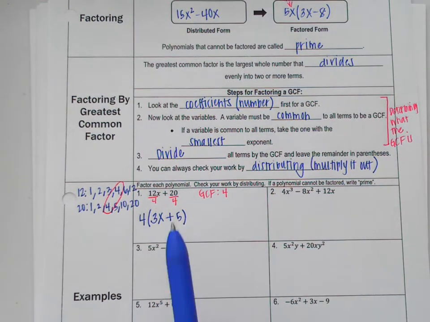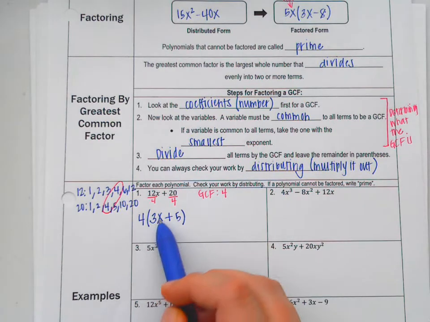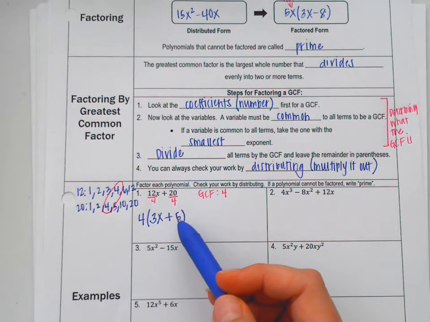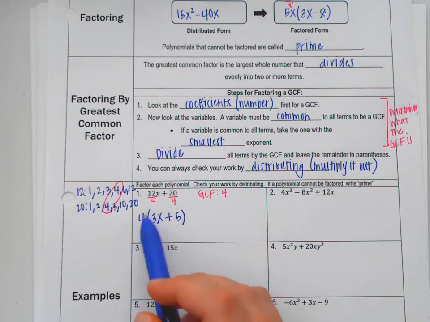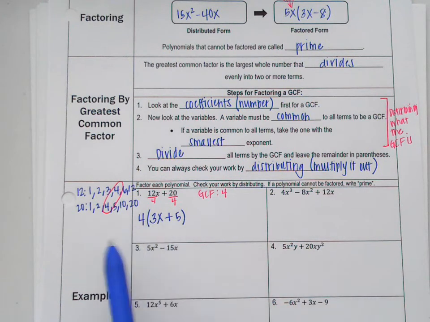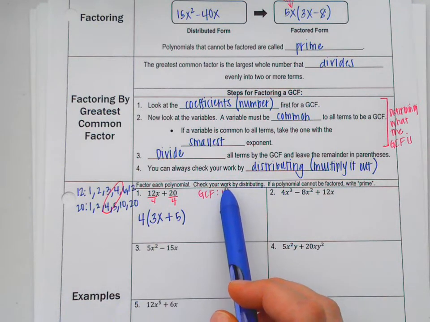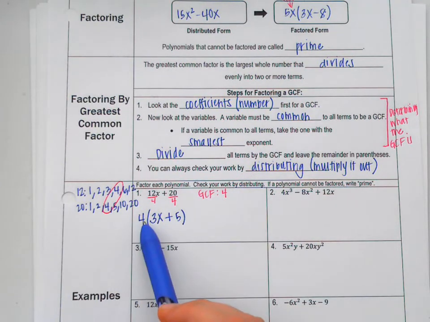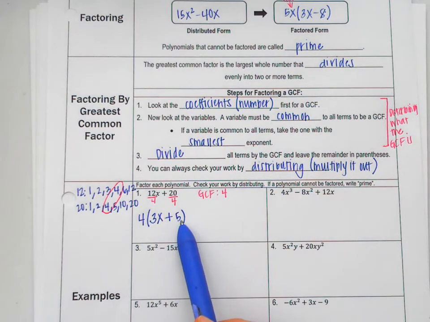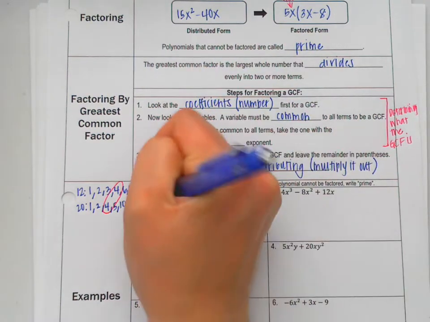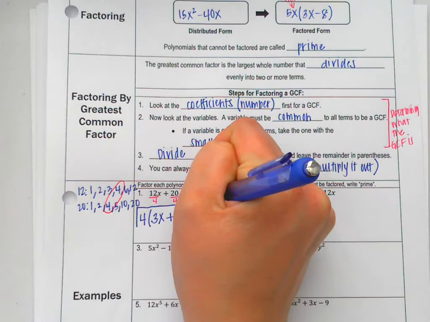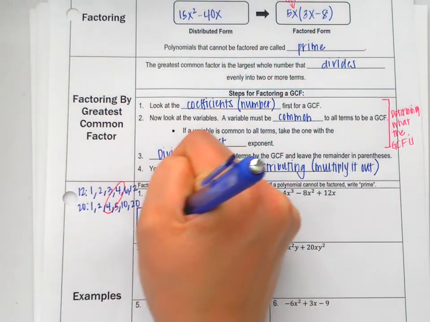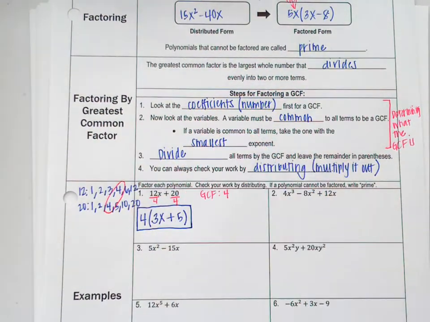Now, I always go back and double check, okay, 3x and 5, is there anything that I could technically divide out of those? There isn't. And then I mentally, I won't show my work to do this, but I mentally do it. I think, okay, 4 times 3x is 12x and 4 times 5 is 20. So we're good. And that's our first answer. Yay. Okay. That was exciting.